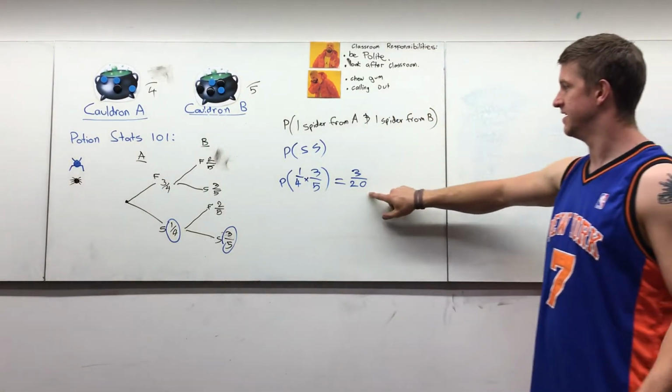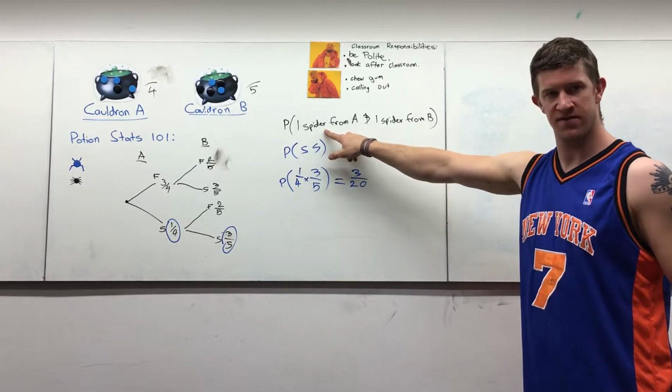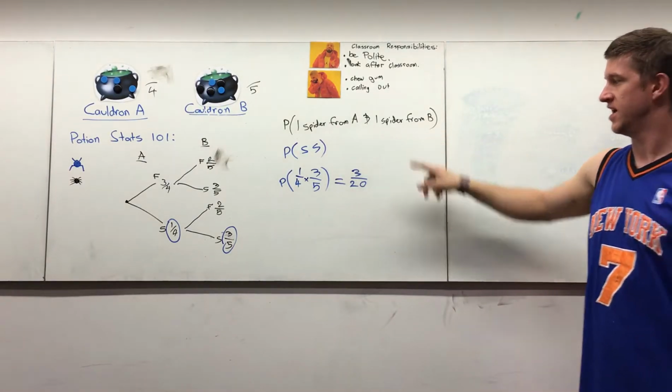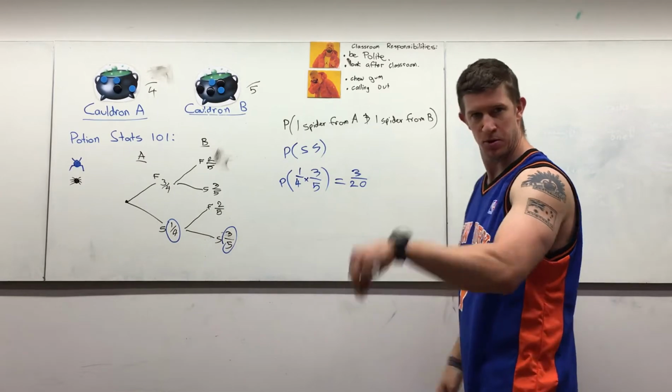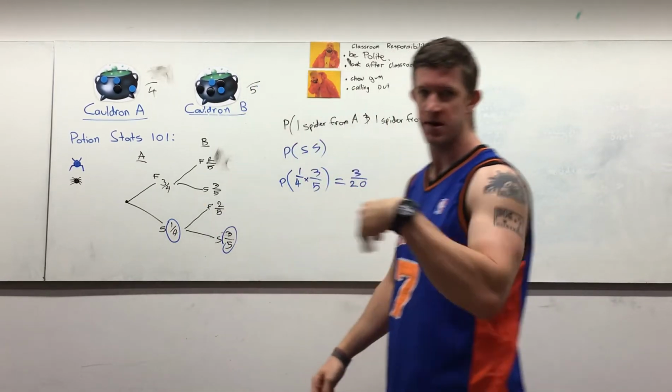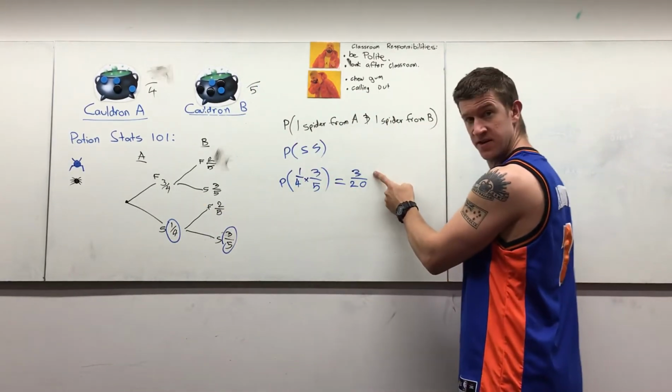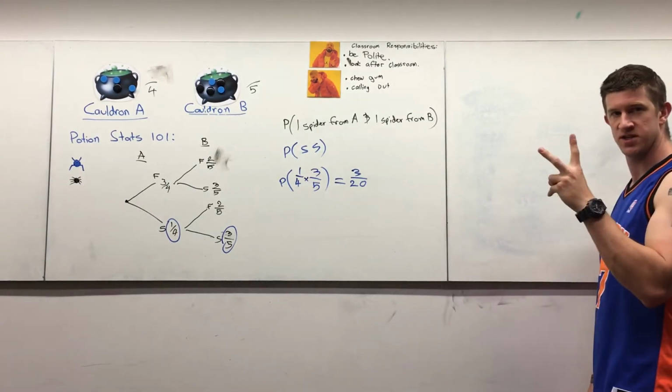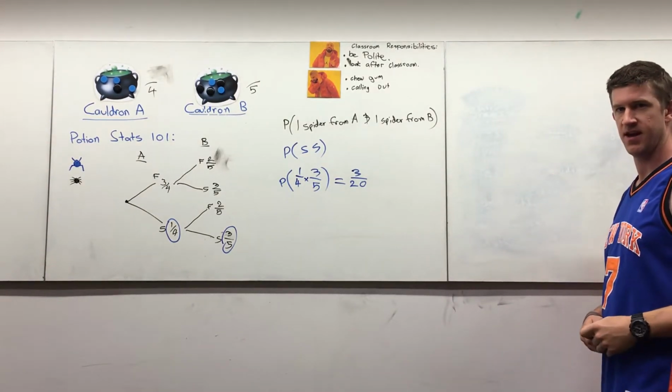So what this means is if I want 1 spider from the first one and 1 spider from the second one, if I did this 20 times, I pull something out, repeat 20 times, 3 of those times I should get 1 spider and 1 spider. Is that okay? How are we doing for time?